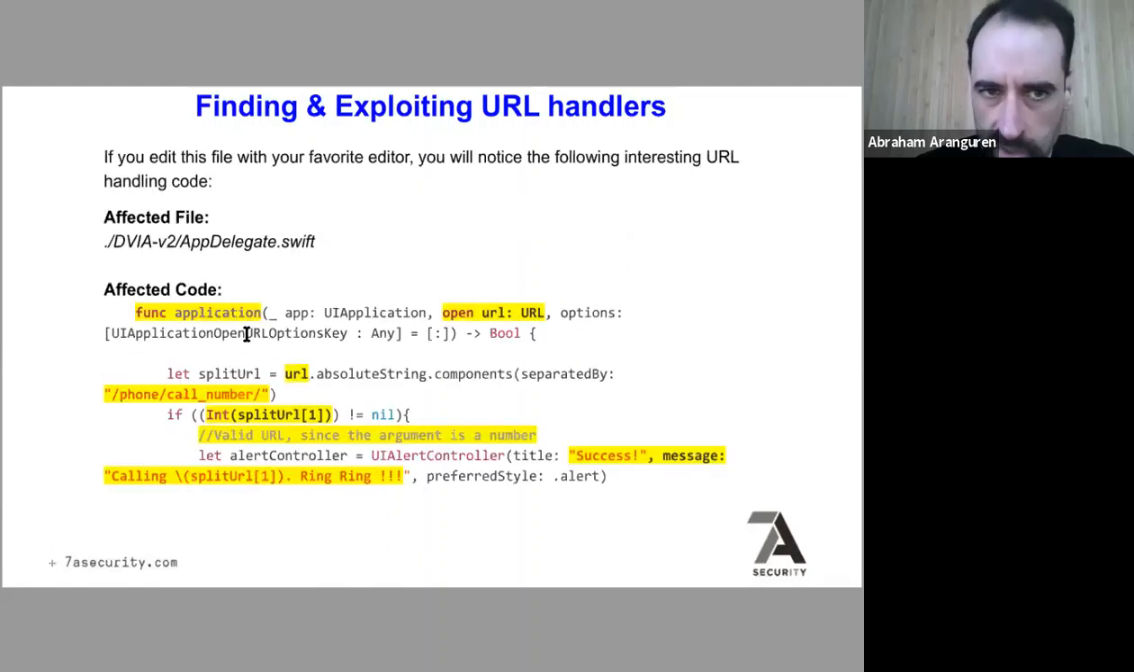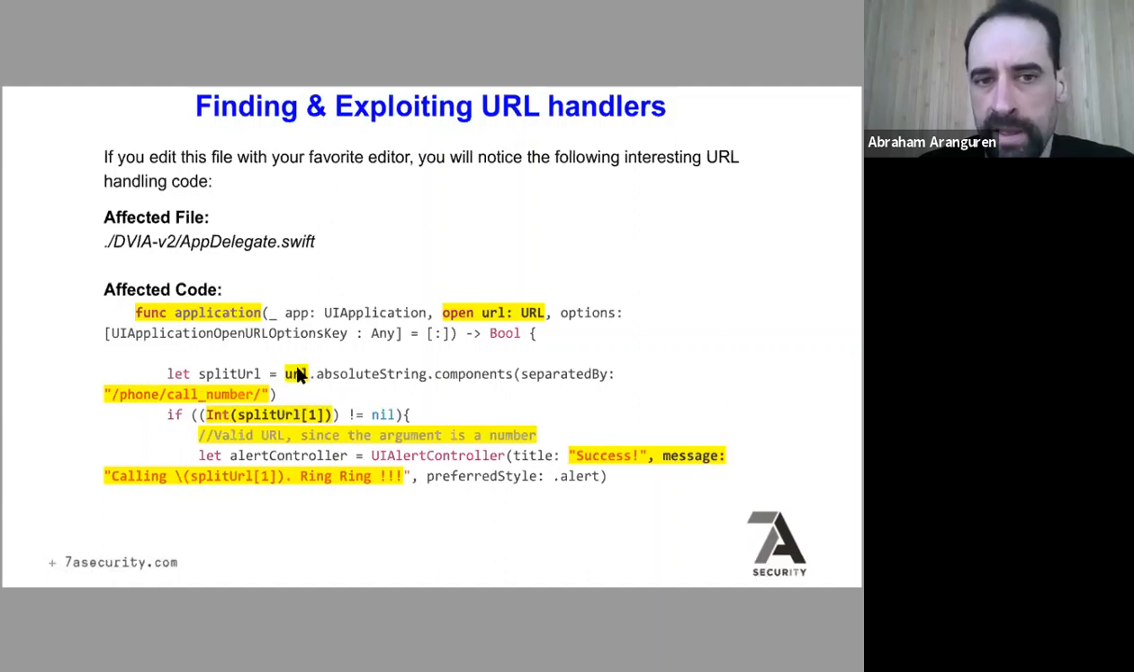Right? So in this case, we're looking for the application function. We can see that this is opening URLs, and then this is doing the equivalent. If you're familiar with PHP, this is kind of similar to explode. If you're familiar with Python, this would be similar to split. So it's basically taking this string phone call number and then it is splitting it into chunks. So this is going to return an array of chunks based on this string, right? Using this string as a delimiter, right? So this is what this piece of Swift is doing.